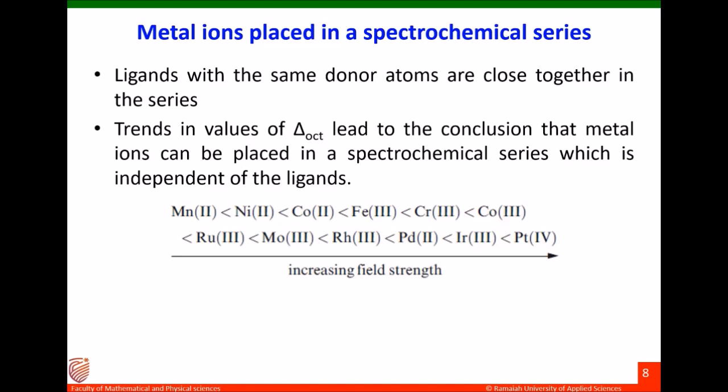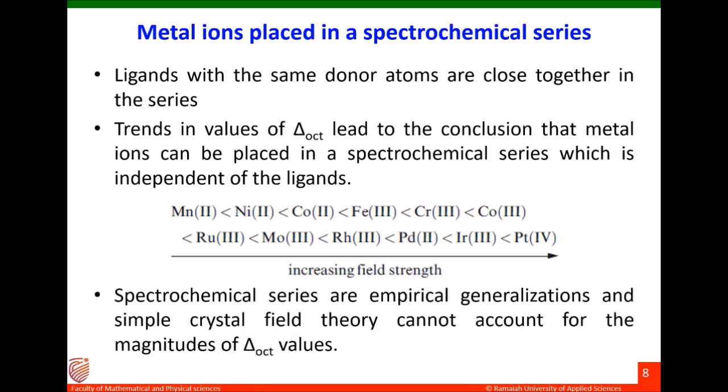Now, spectrochemical series are empirical generalizations, and simple crystal field theory cannot account for the magnitude of the delta octahedral value. So it is not easy to theoretically predict what the delta octahedral value will be for a complex, because the spectrochemical series is just an empirical generalization.